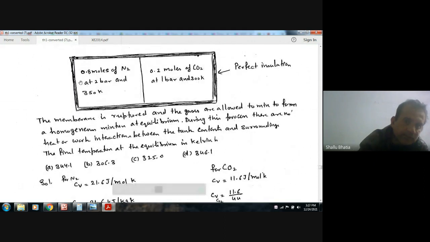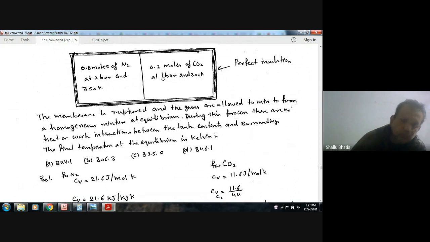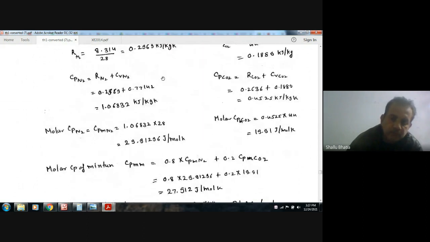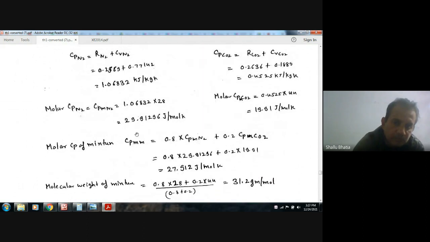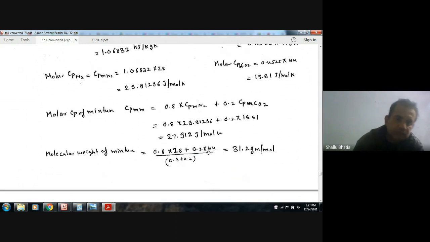This is carrying 0.8 mole. This is carrying 0.2 mole. So total mole is 1 mole. Okay, so Cp molar for the mixture is 0.8 into Cp molar of N2 plus 0.2 Cp molar of CO2 divided by 1, because total number of moles is 1. Okay, so this is your Cp molar.